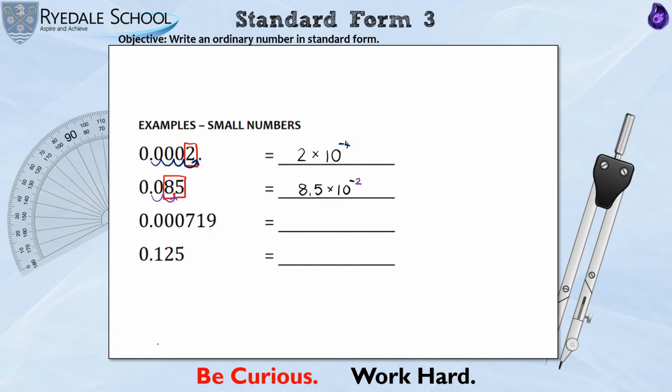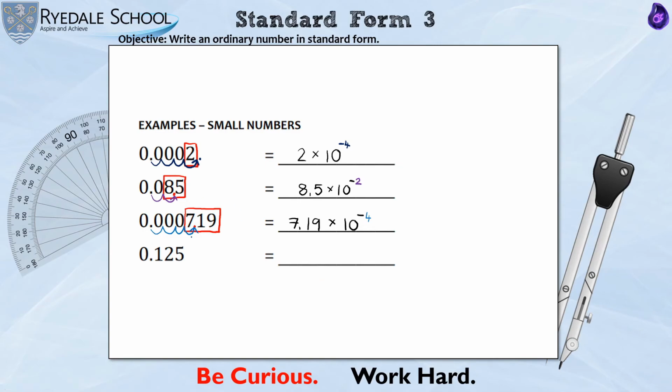Moving on. Now, this is the first one that I've done that's got 3 important numbers. Okay, so I'm going to ignore all the noughts, but my number in standard form must incorporate those digits 7, 1 and 9. So the number at the front has got to be between 1 and 10. It will be 7.19. Times 10. I'll put my negative power in already. How many places has it jumped? 1, 2, 3, 4 places. Negative 4.